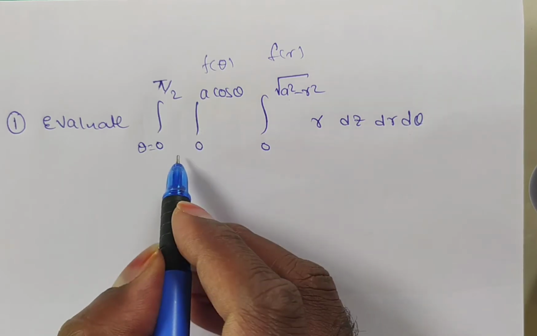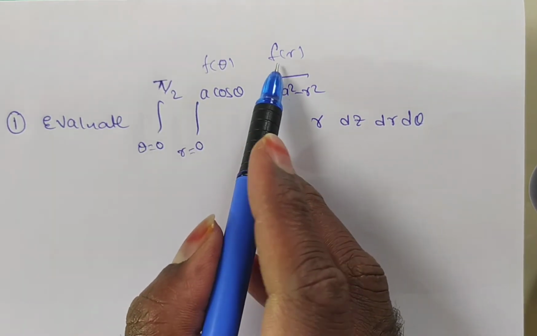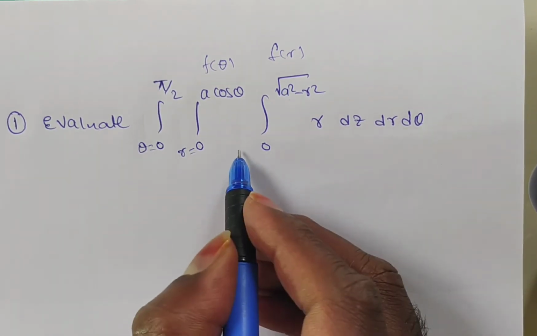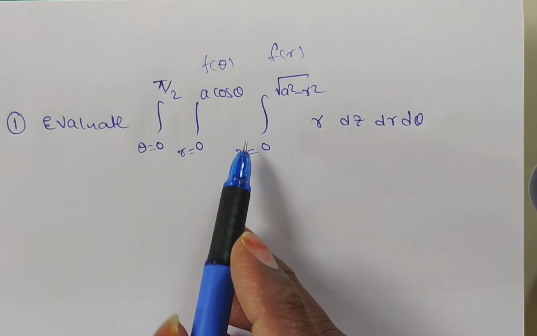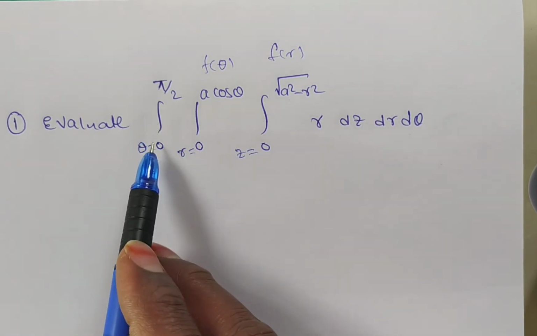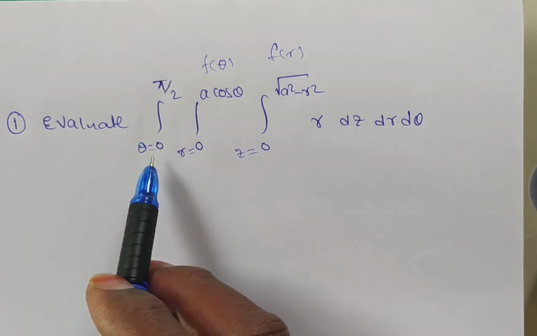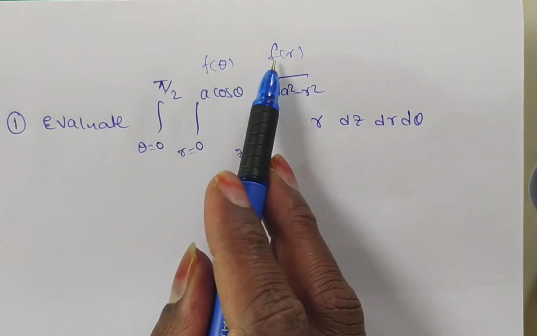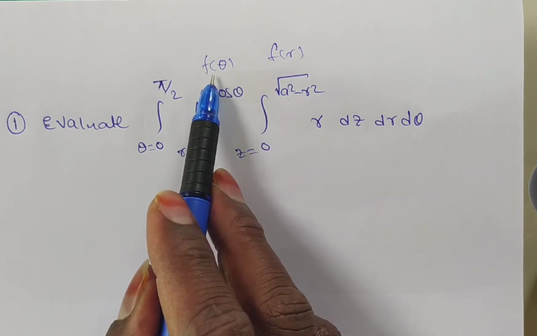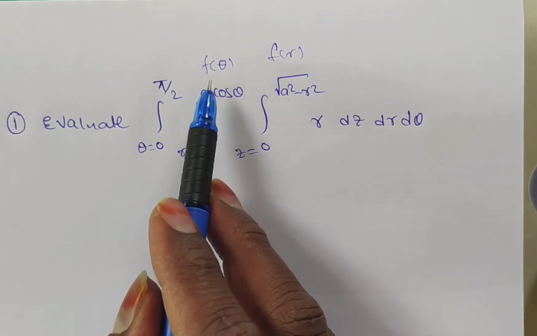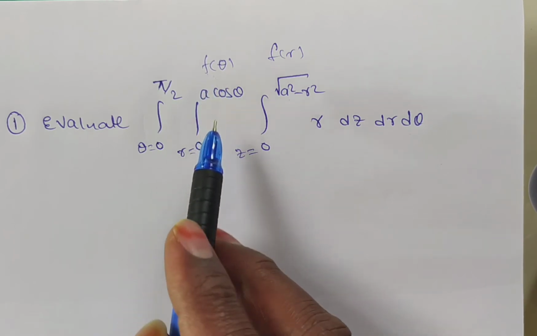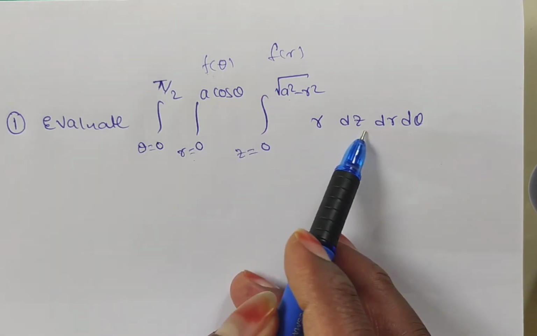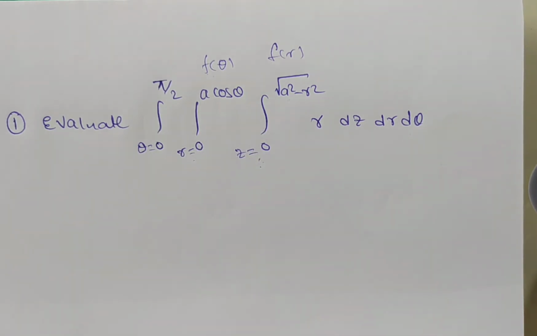So it will be the limit for what? R. Next, r is a function, r is already over, theta is also already over. So obviously it is the limit for what? Z. So like this you have to identify the limits. Function of theta is not a limit for r or z. So obviously this is the limit for r in this case, and the remaining one is the limit for z.